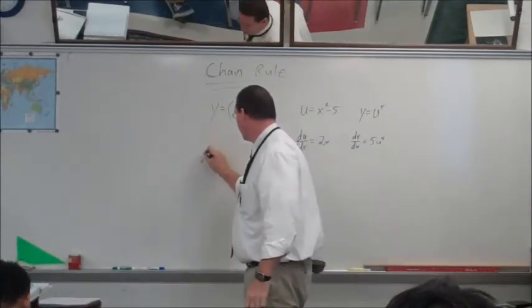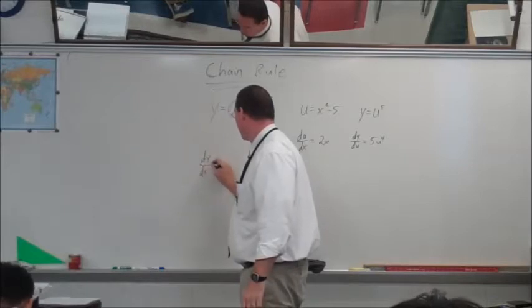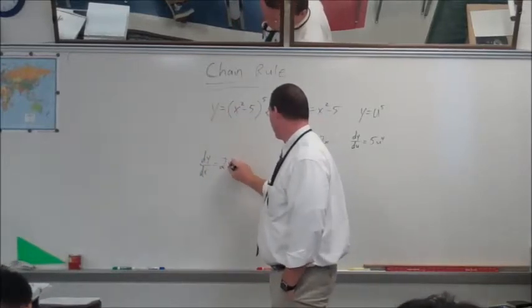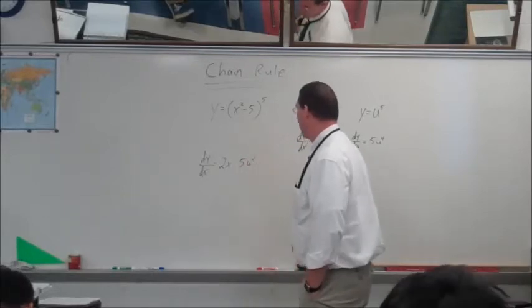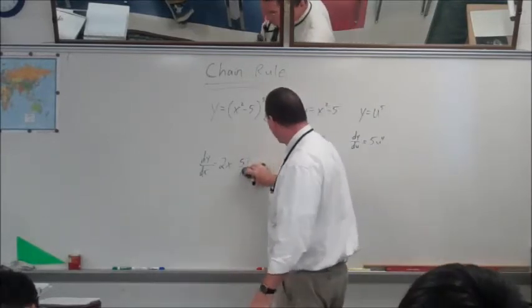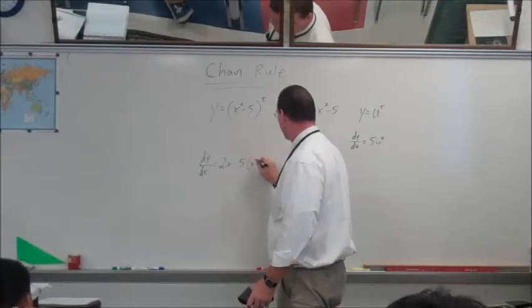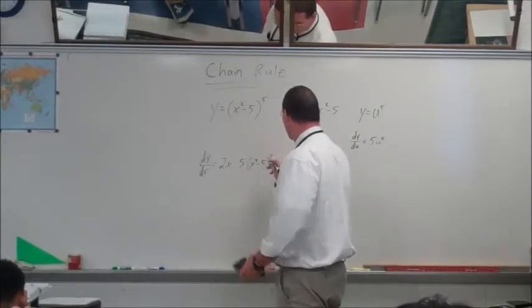So now what's dy dx going to be equal to? 2x times 5u to the fourth. And plug in x squared minus 5 for u. X squared minus 5, now, excuse me, to the fourth.